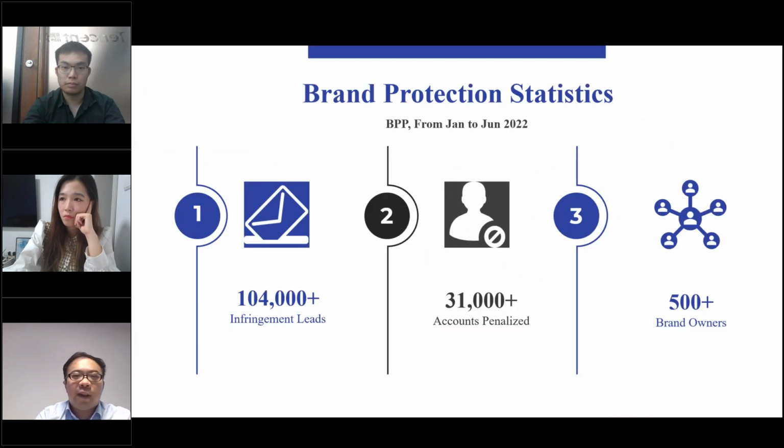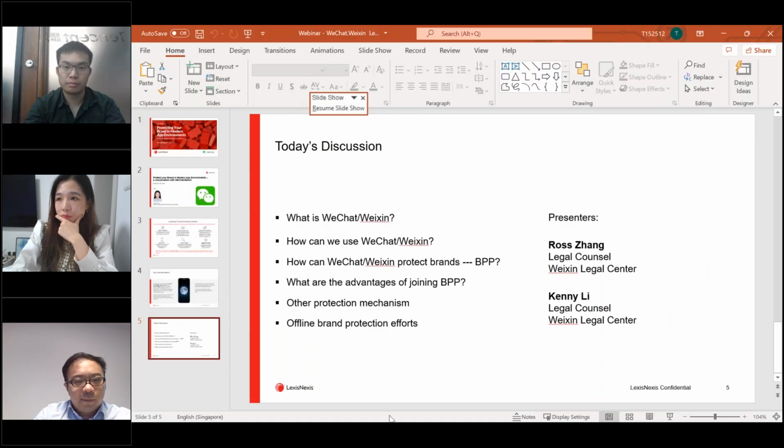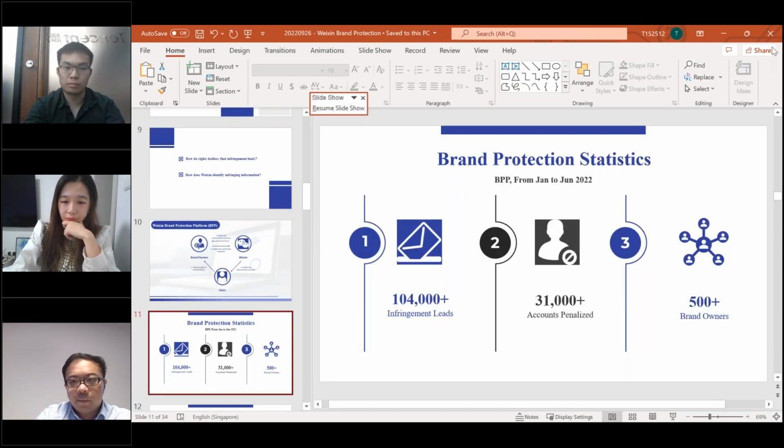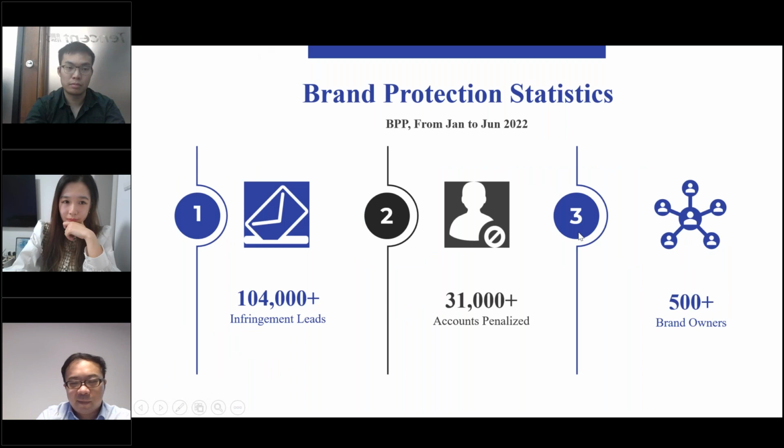This slide shows some important numbers of the BPP. In 2022 H1, we received more than 100,000 infringement leads, and then more than 30,000 accounts have been penalized. Also, some technical issues. Apologies. Yeah, also we have connected with over 500 brand owners on the BPP.